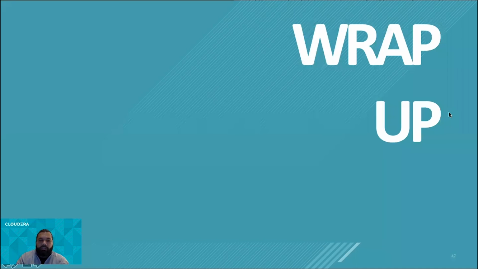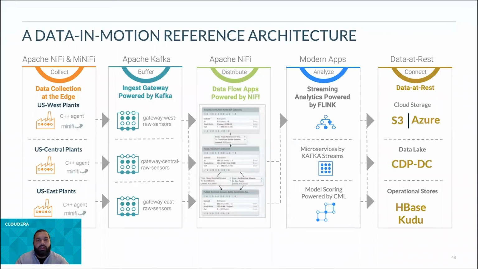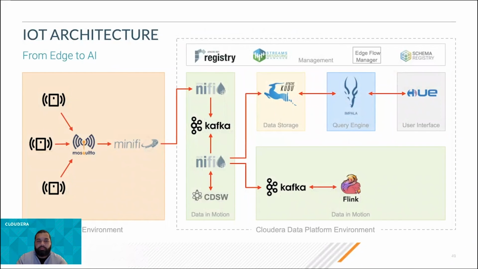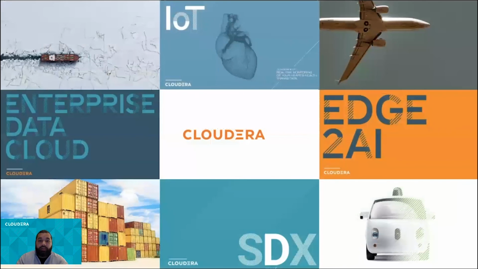Just to wrap up, during this short session we could implement this data motion architecture, with the different components and how they integrate to build this complete pipeline. This is the complete picture of the architecture we could deploy, with the different components from the edge environment to our data center.